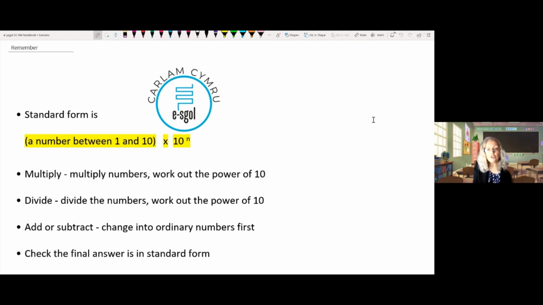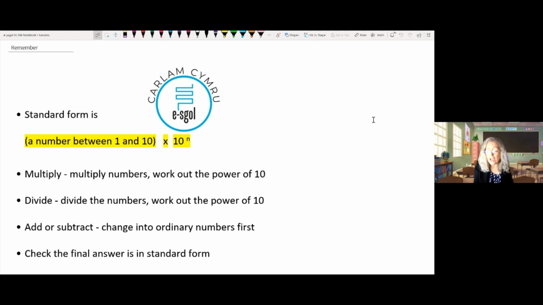When you are working on a non-calculator paper, if you're asked to multiply two numbers in standard form, you can multiply the two numbers together and then you can work out the power of 10. With divide, you would divide the two numbers and then work out the power of 10. So for multiply, you're adding the little index numbers, and for dividing, you're subtracting the little index numbers. When you're asked to add or subtract numbers in standard form, you change them into ordinary numbers first, and then you're usually asked to put your answer back into standard form.